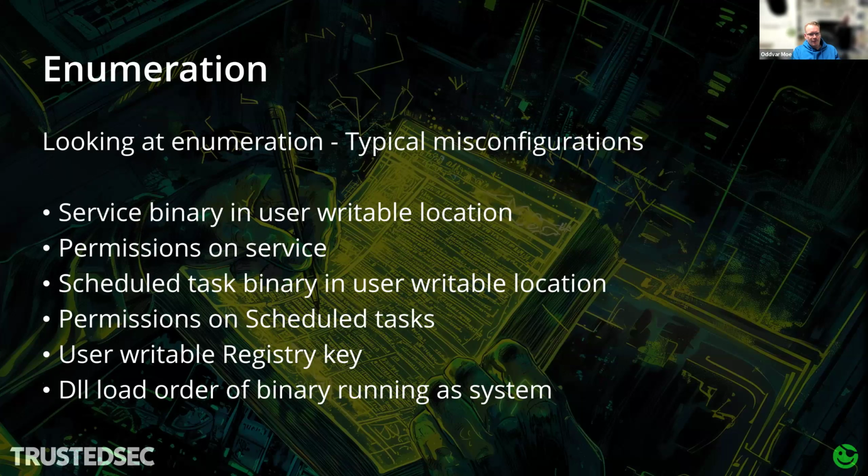So typical misconfigurations when looking at enumeration is finding service binaries in a user writable location. And also, as I said, permissions on the service itself. That's very typical. And also scheduled tasks with a binary located in a location that a user can write to. And also, again, permissions on the scheduled task. And as I said already, user writable registry keys. That is something that I typically see.